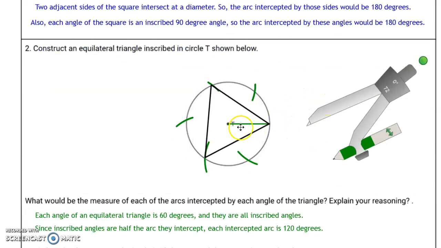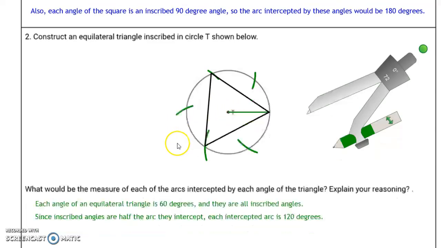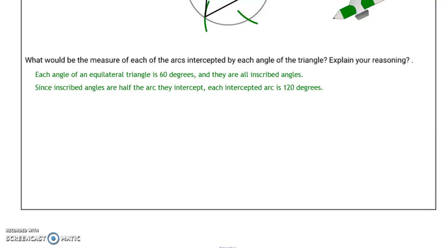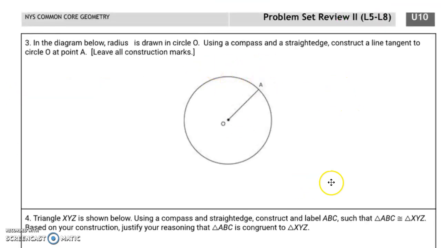Next, we made a 6-point framework. We measured the distance of the radius using our compass, and then we made those arcs around the circle, which made not a 4-point framework. We call this a 6-point framework. In order to make an equilateral triangle, we connect 3 of those points that were non-adjacent to each other, and then we got our equilateral triangle. It asks again what an intercepted arc would be. This angle is equal to 60 degrees. It's an equilateral triangle, which means 60 degrees each angle, and that means the intercepted arc is going to be twice that. That's 120.